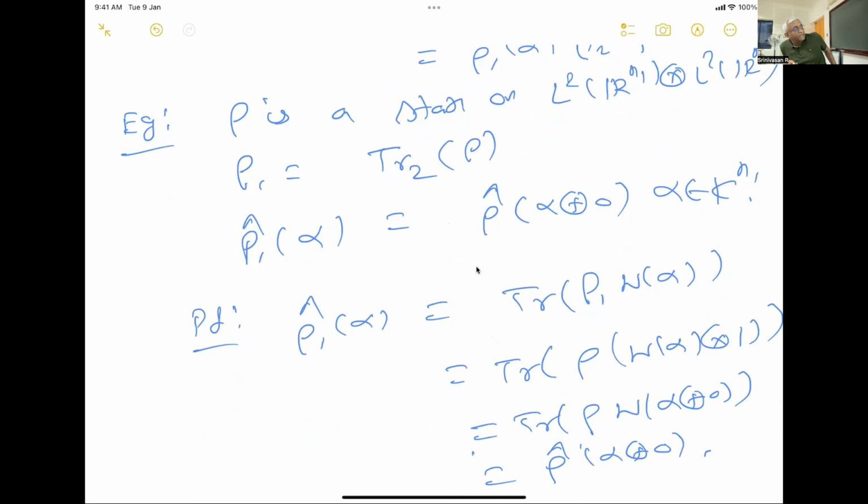So now we know how it behaves with respect to tensor product, and how it behaves with respect to the relative trace or partial trace. It is just the restriction; we just have to add 0 to the other. Okay.